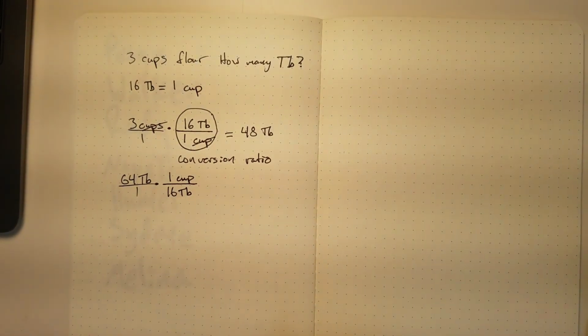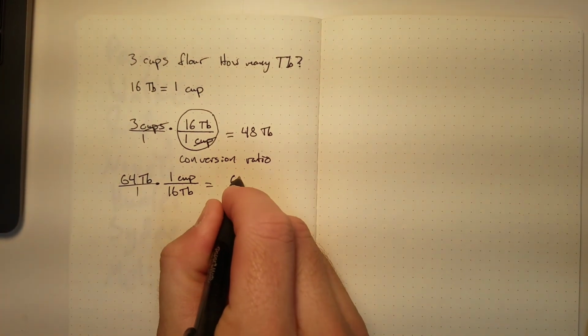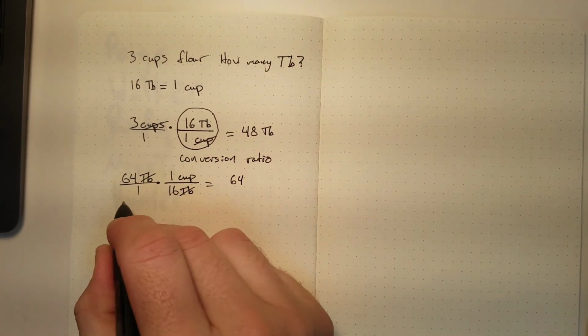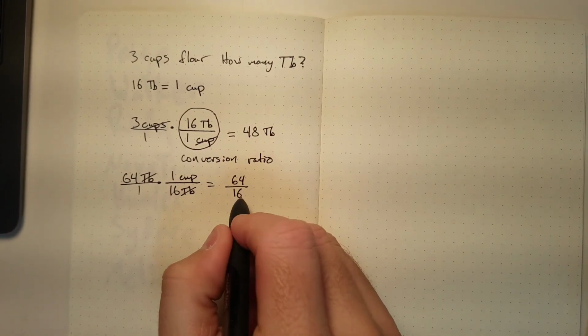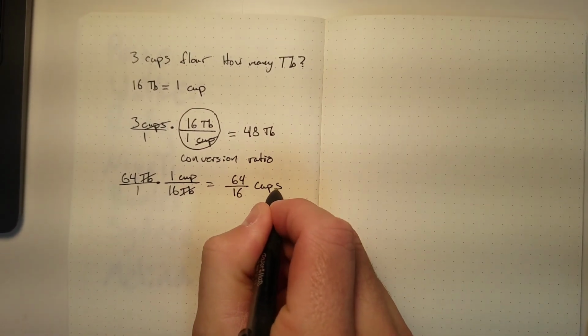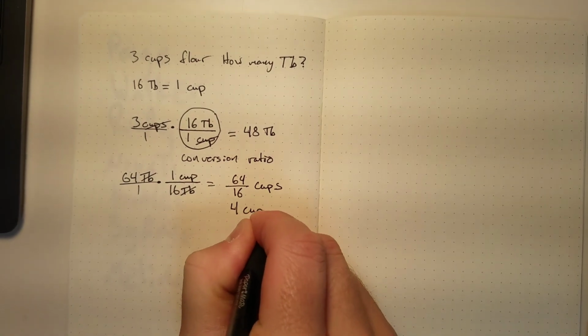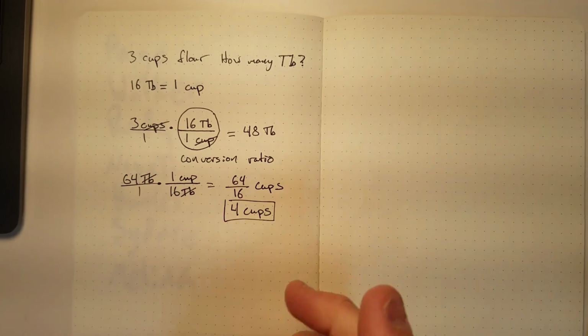You can write that as over 1. 64 times 1 is just 64. The tablespoons cancel out. 1 times 16 is 16. So we have 64 over 16 cups. 64 divided by 16 is just 4. So 64 tablespoons is the same as 4 cups.